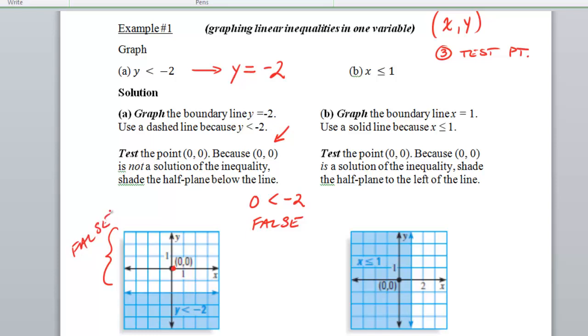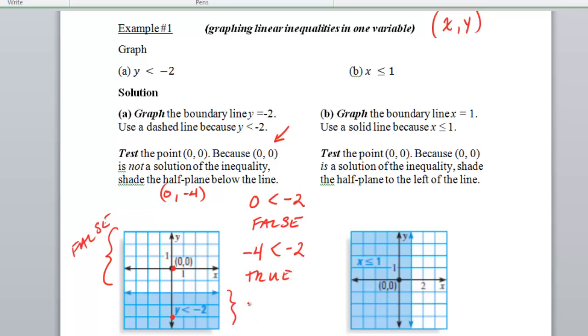Now, if I wanted to test a second point, I could test the point 0, -4. 0, 1, 2, 3, 4, -4 would be down here. So I'm going to take the y value from there and say -4 is less than -2. And I can see that that is a true statement. So that means that every portion down here creates a true statement, which means that all of those values below the line would be considered solutions to the inequality.